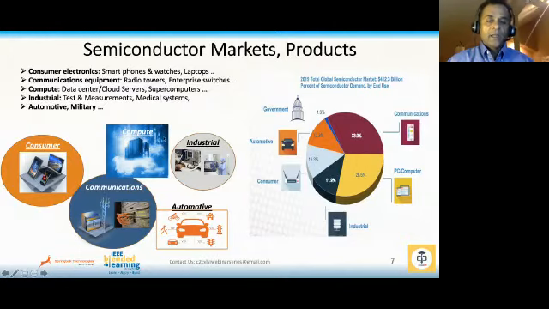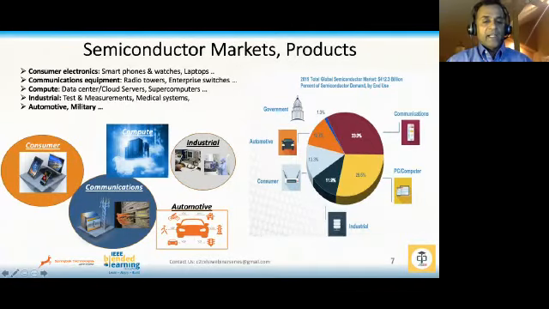And then compute, whether it is a big server within your company, in a university, or in a cloud, or supercomputers, there are electronic components in them. Then there is automotive, right? The electronics within a car is actually increasing. Self-driving cars is a big market that's coming up. So there are a lot more electronic components that go into a car these days.